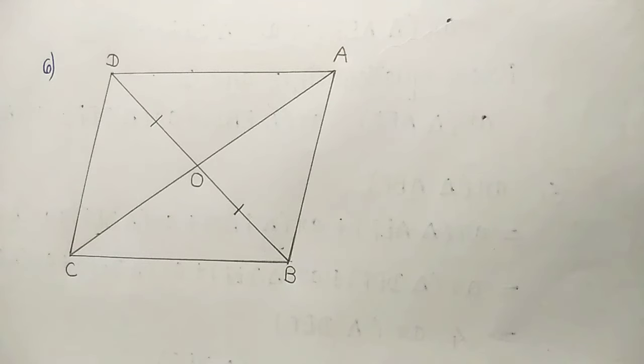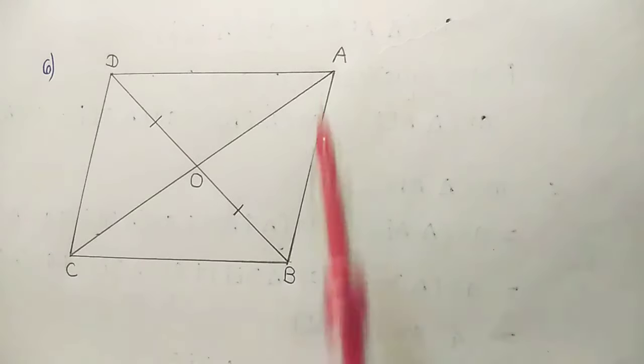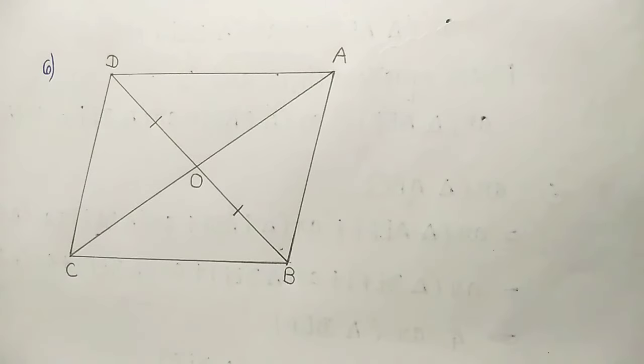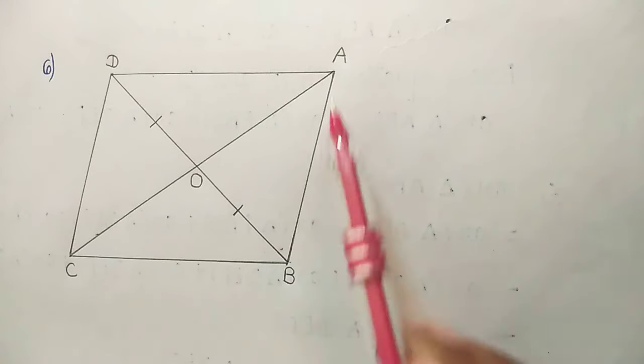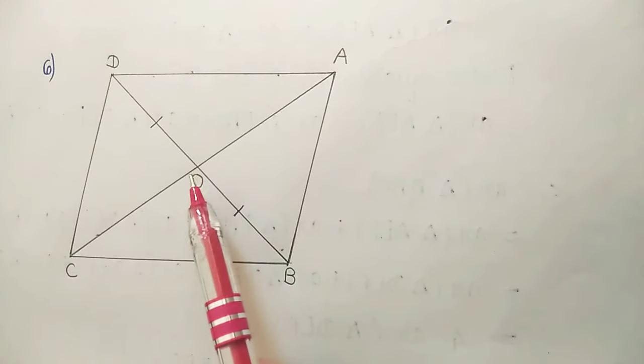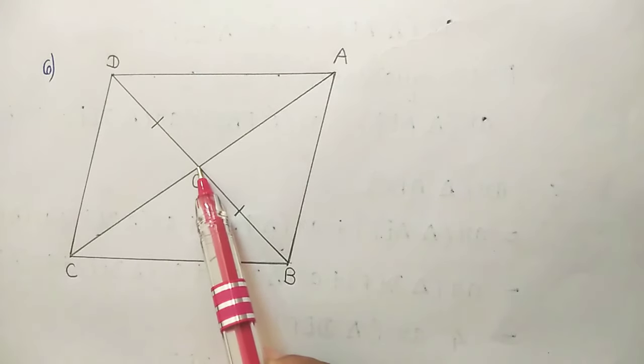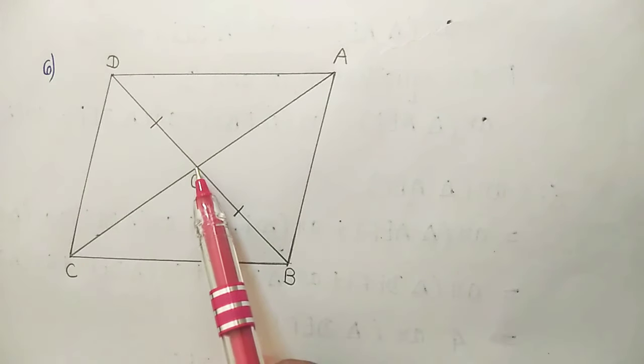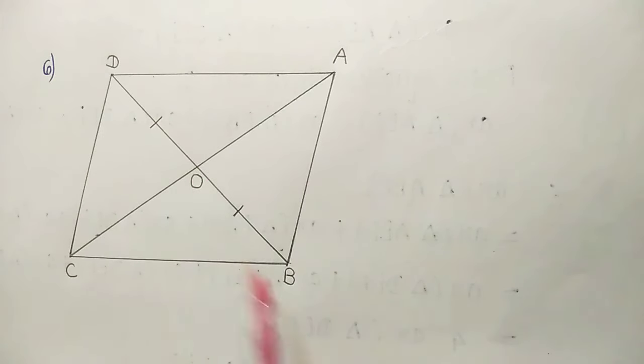Let us do question number 6 of exercise 9.3. Here in the figure we have a quadrilateral ABCD in which the diagonals are AC and BD. Both the diagonals intersect at point O such that OB is equal to OD. Here we can see the sign is given for equal.